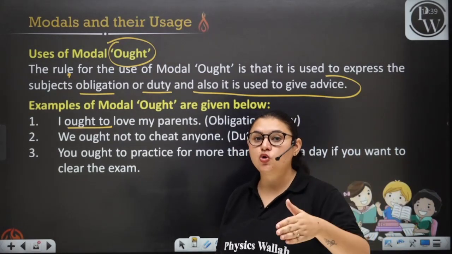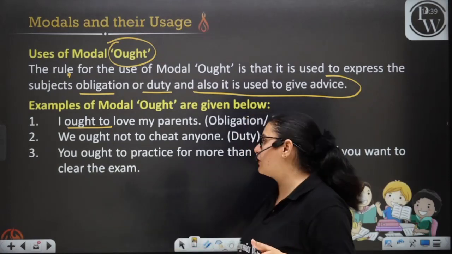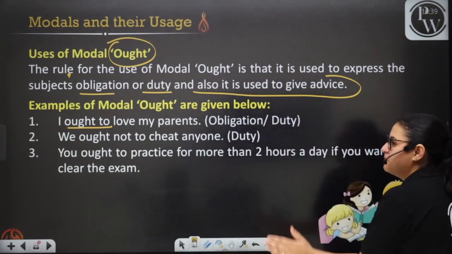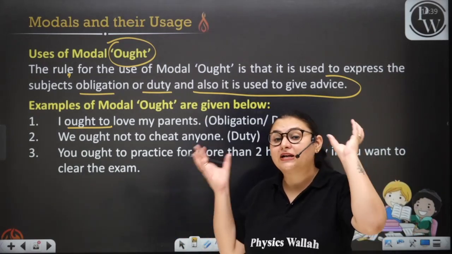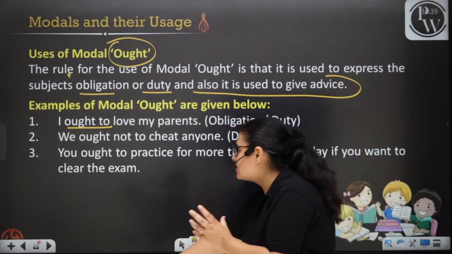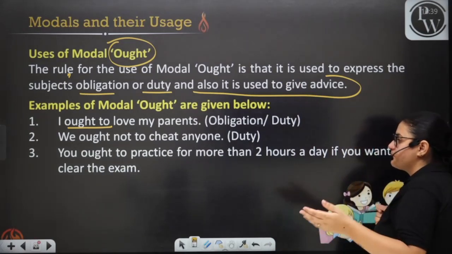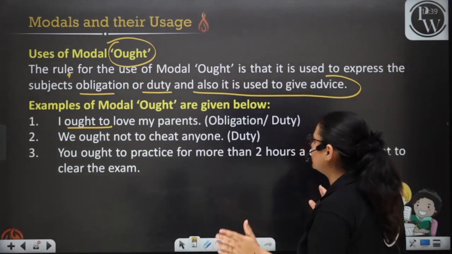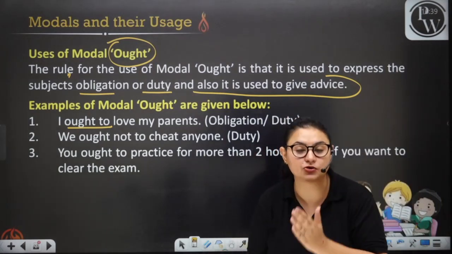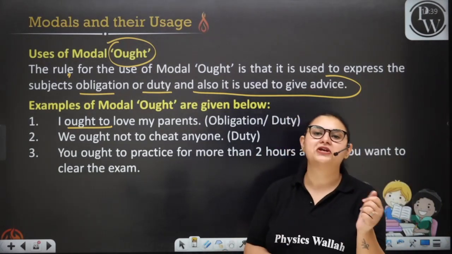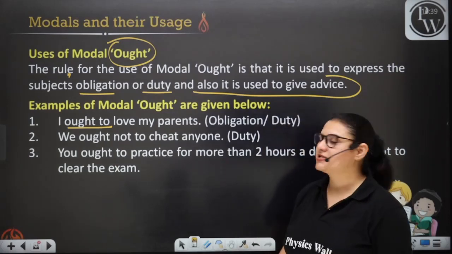But ought to is a more preferred word. I ought to love my parents. I have to love my parents. It doesn't sound so good. But I ought to love my parents, that sounds more like a duty. We ought not to cheat anyone. Now, this is also your duty, that you must not cheat anyone.